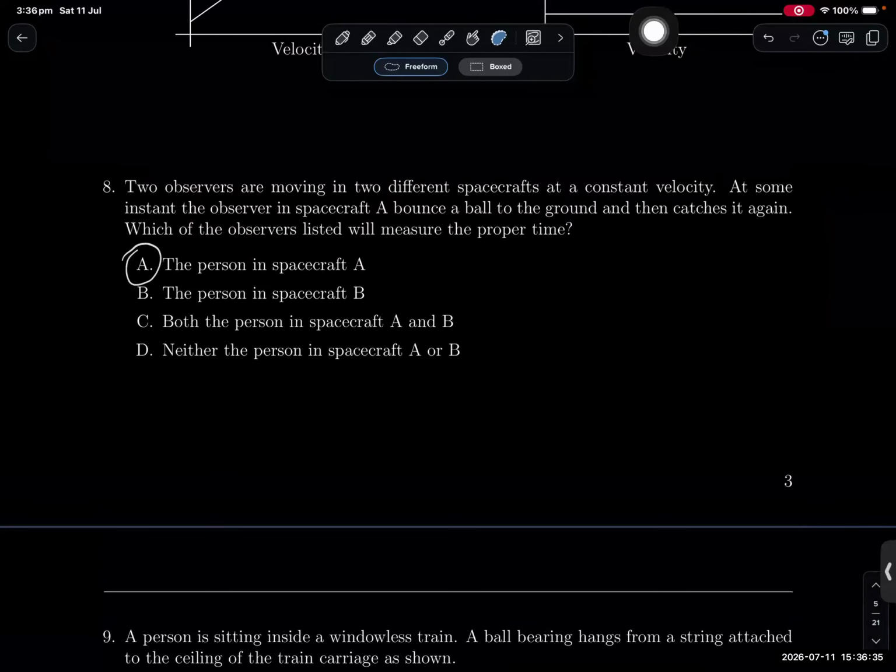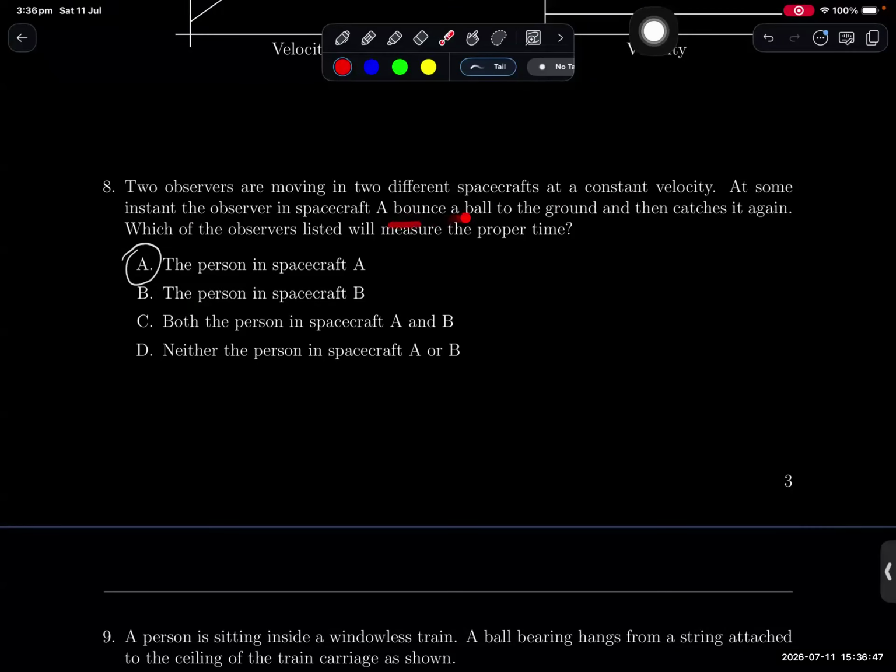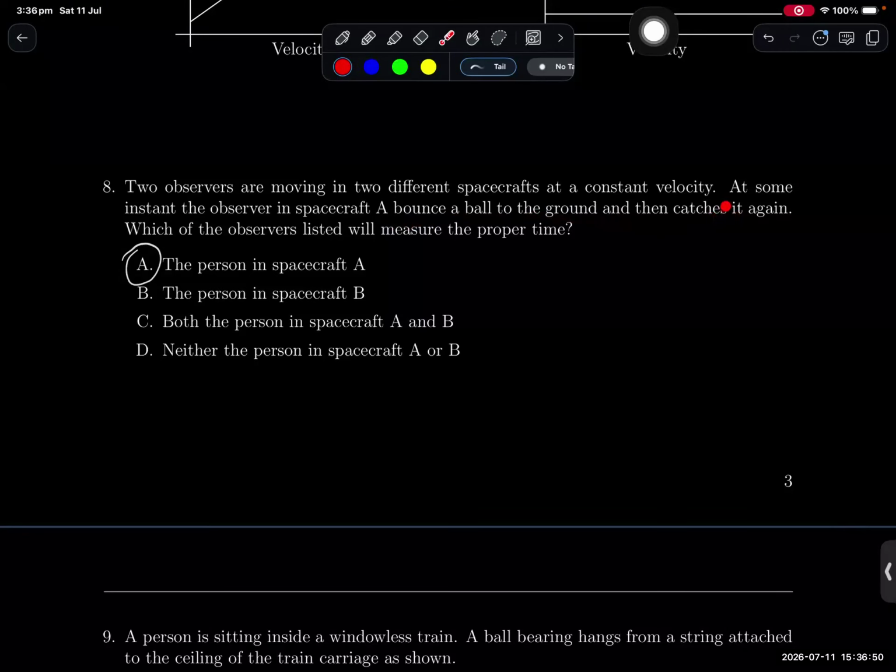Coming up to question 8. Two observers are moving in two different spacecrafts at a constant velocity. At some instant, the observer in craft A bounces a ball to the ground and then catches it again. Which of the following observers will measure the proper time? So the two events are happening at the same location in the spacecraft. Okay, and in a different spacecraft, these two events are in different locations, so not proper.